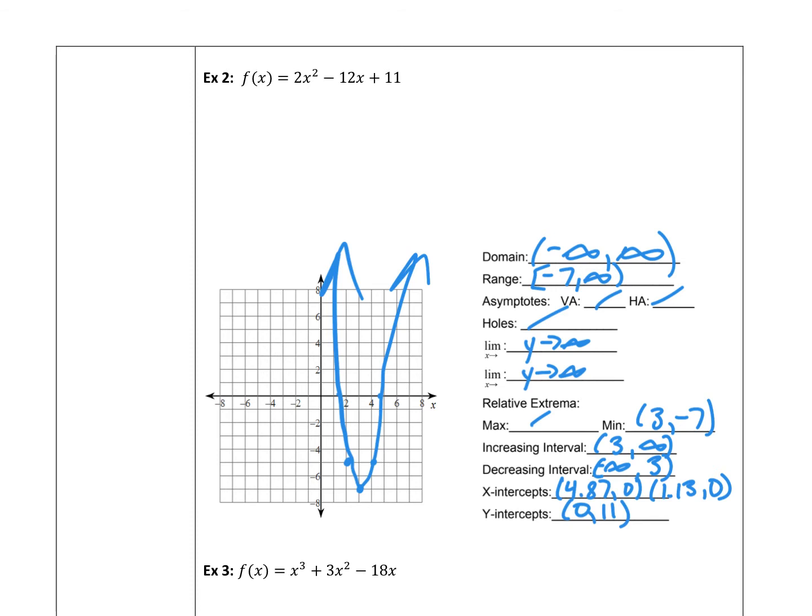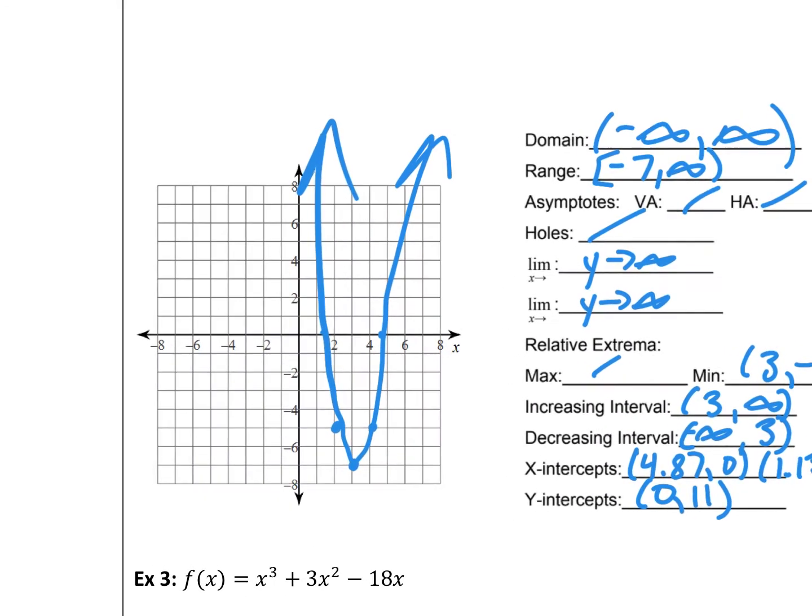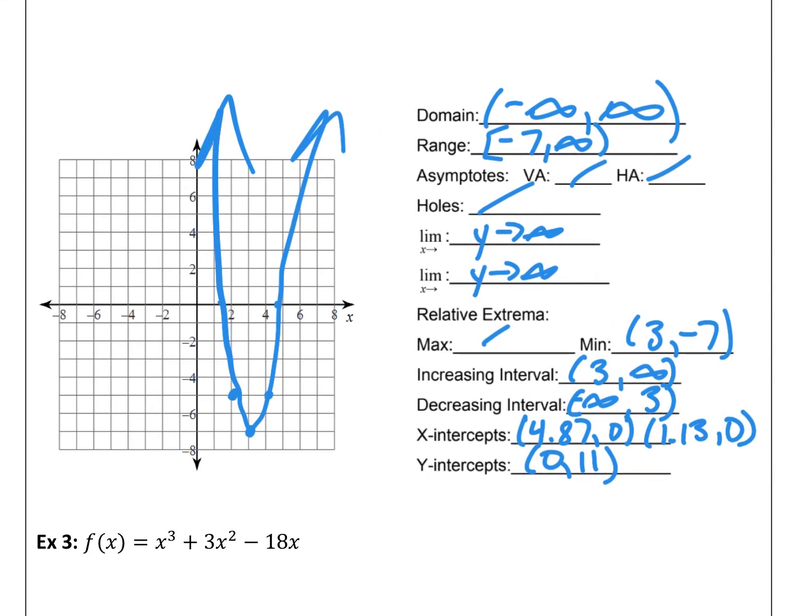What would we classify this as? Quadratic. It is a quadratic. Is it also a polynomial? Yes, good. Negative infinity, positive infinity for domain. The range, bottom to top. So we're starting at -7 on that y-axis and we're going to infinity. No asymptotes, no holes. Limits both go to positive infinity because they're both going up. We have a minimum, right?